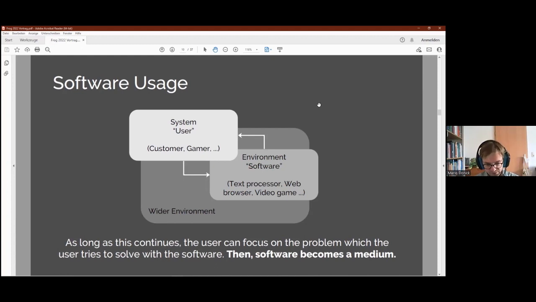This is why I use the software. The problem I want to solve with the specific software, and this is, of course, much larger than the usage situation itself. But as long as the software flawlessly supports me in solving this problem, the software works as a medium here for helping me solve my problem of presenting myself as a researcher.